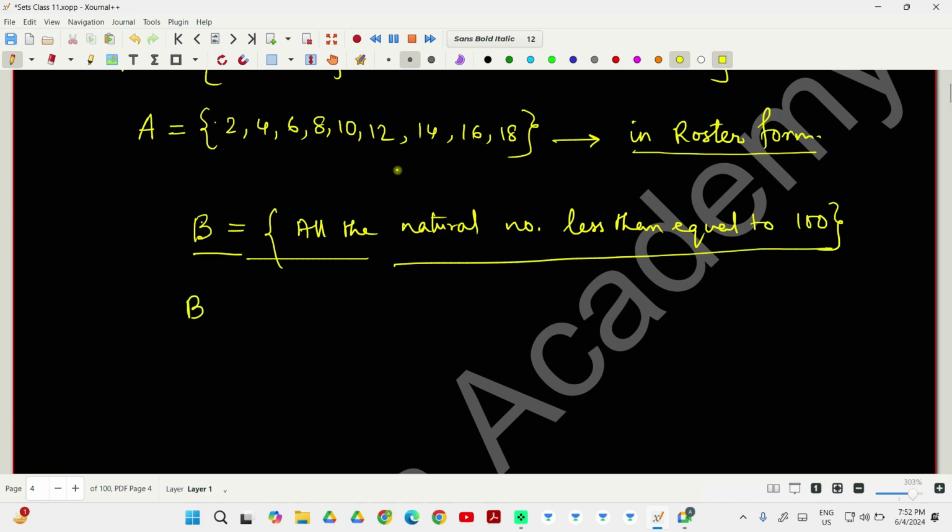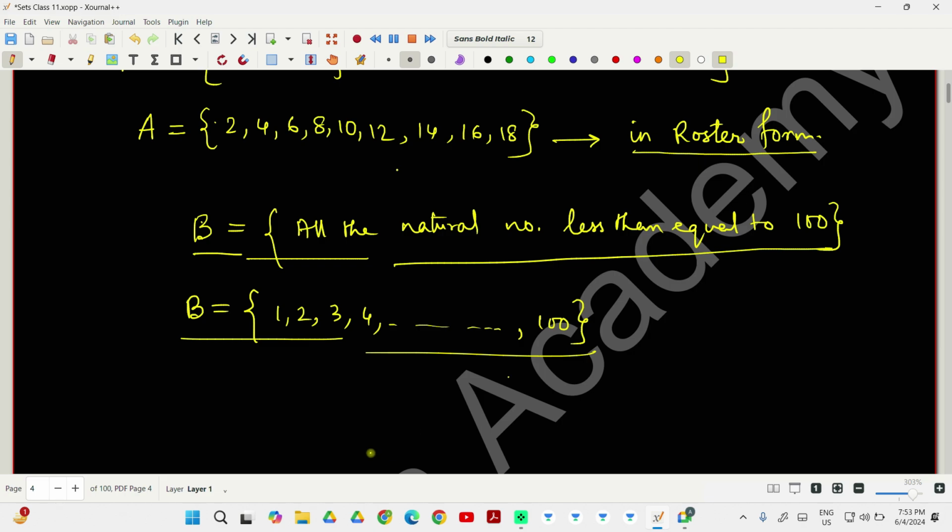And if you write B by writing the elements of the set explicitly like that, 1, 2, 3, 4, dot dot dot, up to 100, this is the roster form. You have already seen that writing in the roster form is tedious work, because we have to write all the elements explicitly, and the set builder form is very easy and convenient. So we will use the set builder form, and everyone uses the set builder form to denote sets.